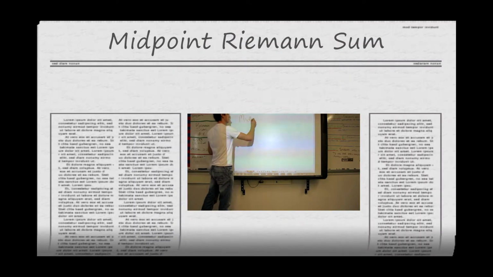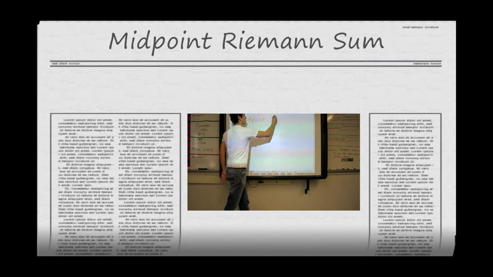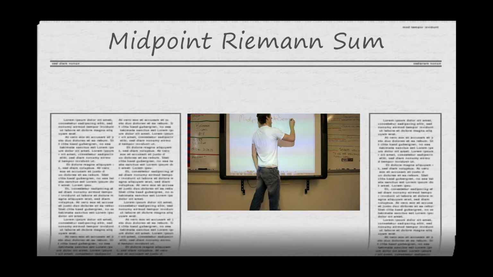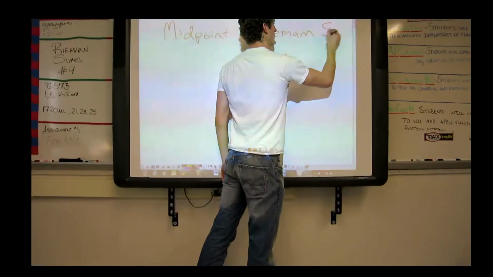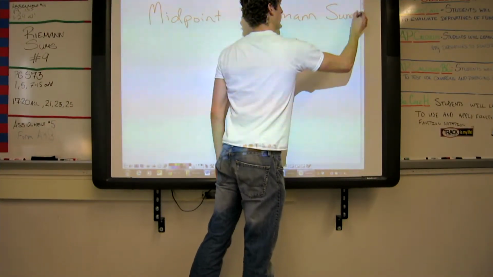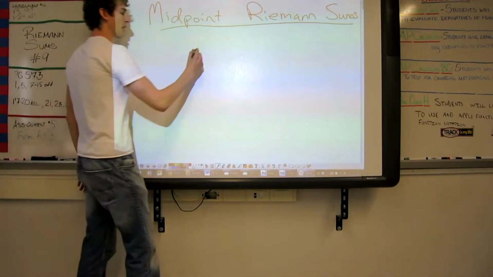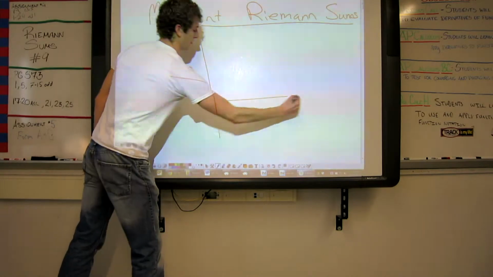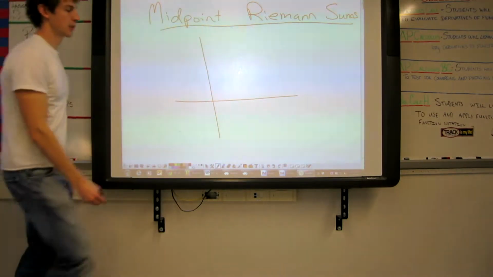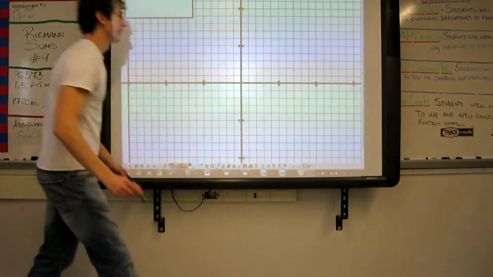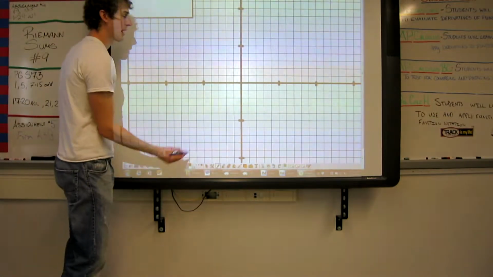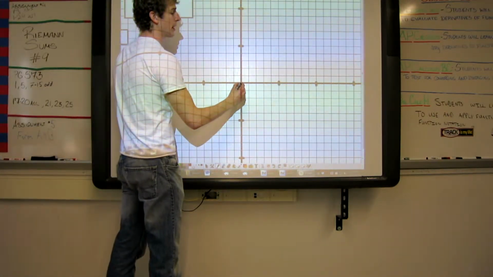Midpoint Riemann sums. Sweet. So, let's take a peek at some graph. Let's go to my graph. Here we go, we got some graph. And we'll do our y equals x squared.